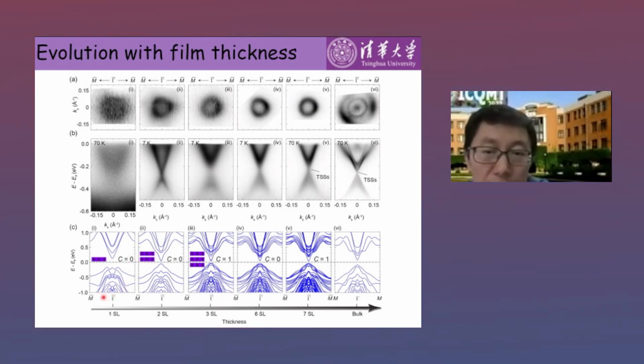According to the calculation, the topology of the odd number sample films and even number films are different. The even number films are topologically trivial. The Chern number is 0. And in the odd number films, the 1SL film is also topologically trivial, but the films above 3SL are Chern insulators. Therefore, there is a change of the topology of the films above 3SL.